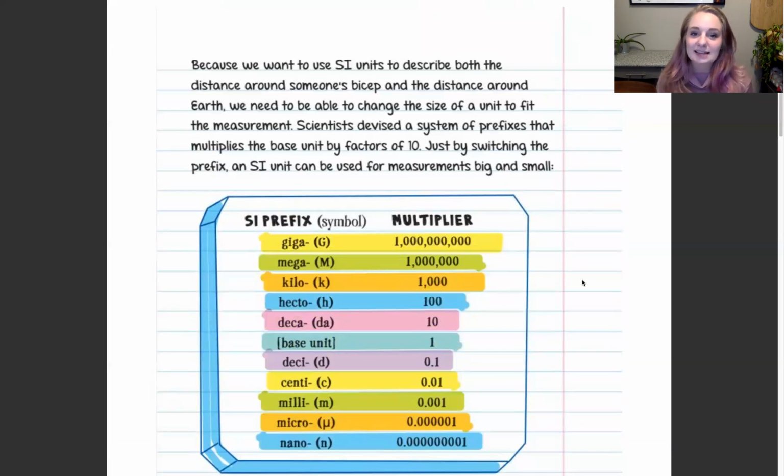Because we want to use SI units to describe both the distance around someone's bicep and the distance around Earth, we need to be able to change the size of the unit to fit that measurement. Scientists use a system of prefixes that multiplies the base unit by factors of 10. Just by switching the prefix, an SI unit can be used for measurements big and small.